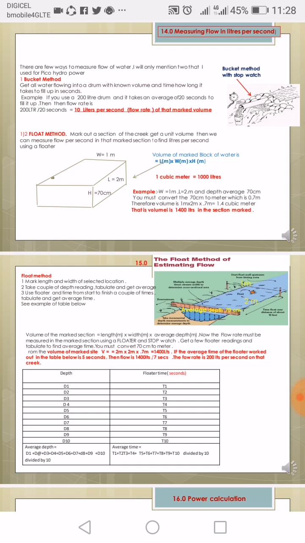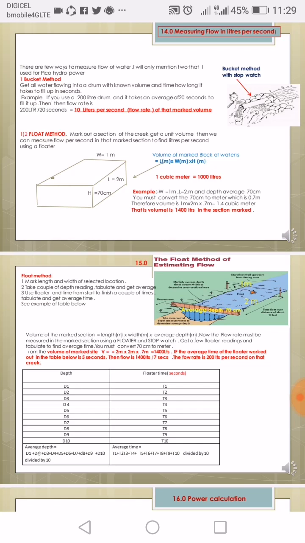So let me explain the bucket method. You bring the water and pass it through a pipe so that no water leaks out. Collect all the water that overflows, then put it in a barrel or some kind of bucket where the water comes out and is blocked. You must not spill any of it from the bucket.